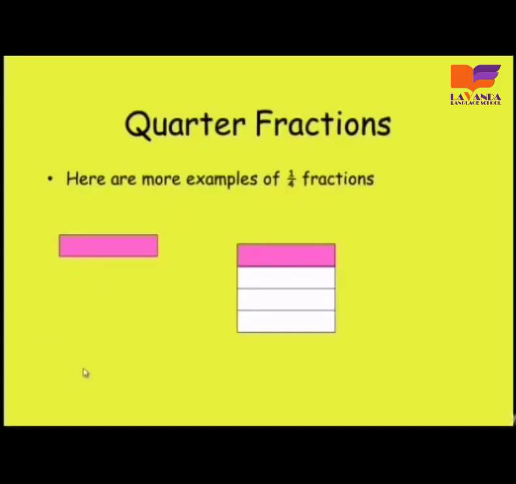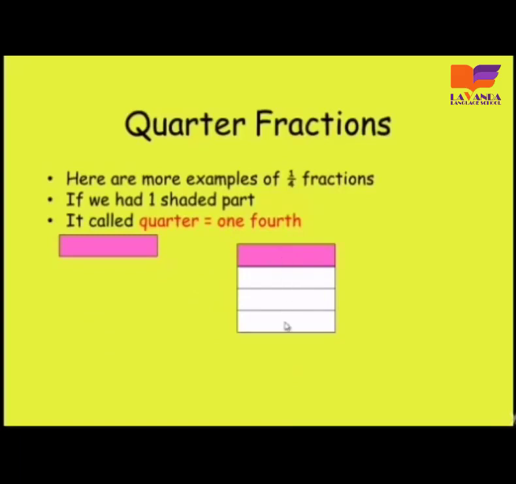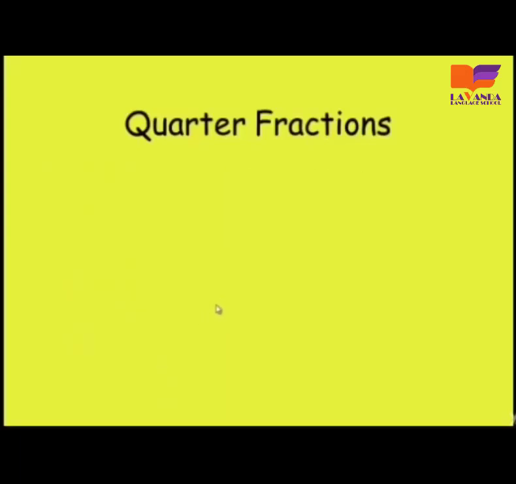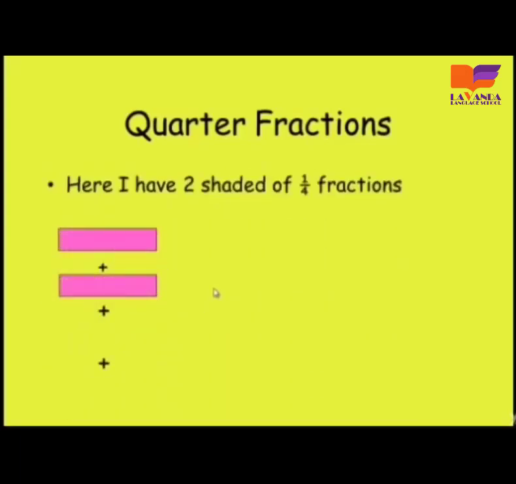I have another name for a quarter. Let's see. One shaded part is a quarter, and we write 1/4. Right, I have one colored part plus 3 unshaded parts. It will become 1 whole.